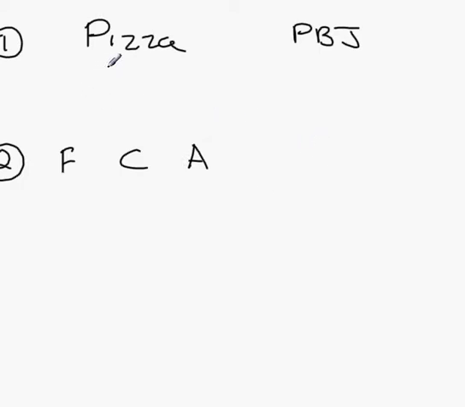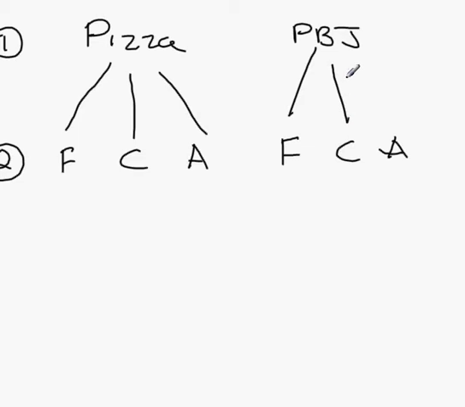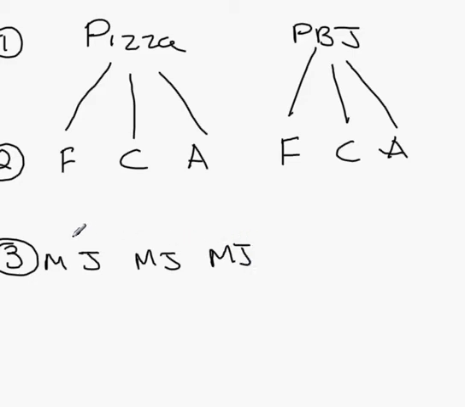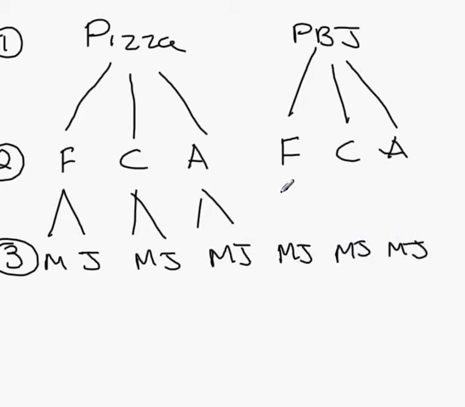So if you pick the pizza, you could have fries, chips, or applesauce. And if you pick the peanut butter and jelly, you could have fries, chips, or applesauce as well. Then your third choice is your drink. Do you want milk or juice? And it doesn't matter what you have chosen so far, you can pick either milk or juice for each one. So there's a lot of possible paths that you can take to figure out your lunch.